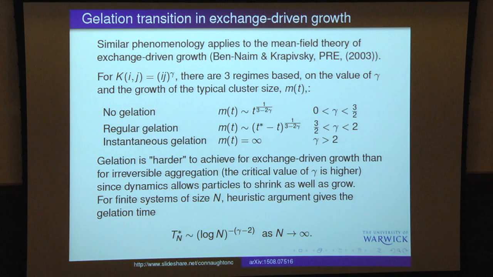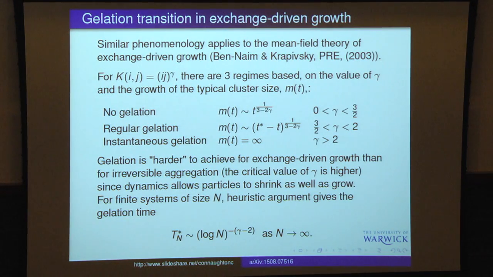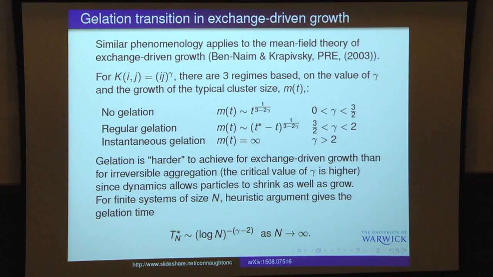It's largely on the basis of this argument that I would like to conjecture that it should be nu minus 1 for my problem here. This is a bit more solid, but still I would say not really rigorous. It's one of these arguments which is a hybridization of finite size system with mean field theory, which is meant to be somehow valid for infinite number.